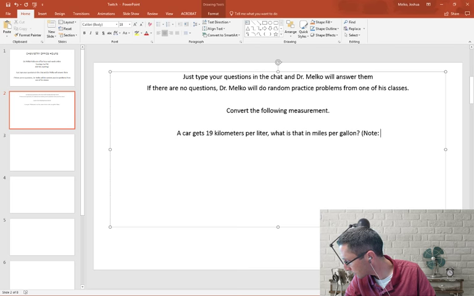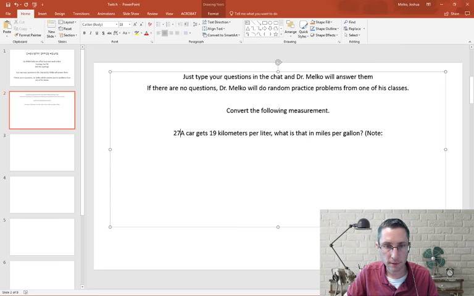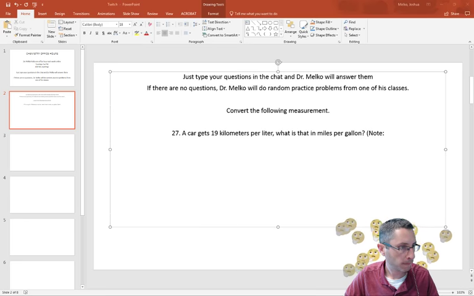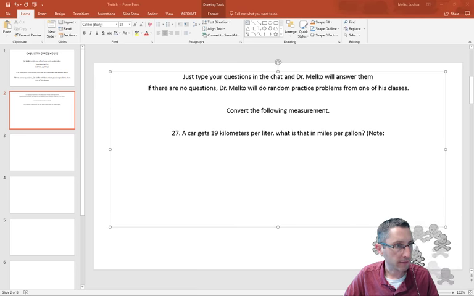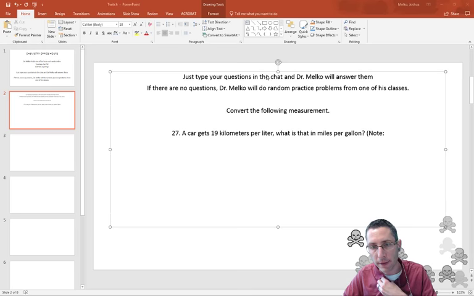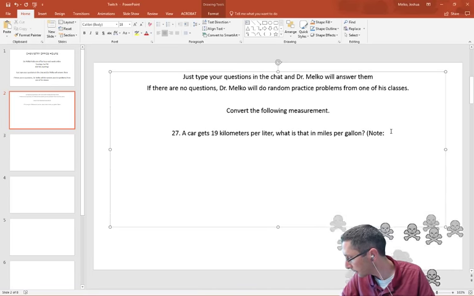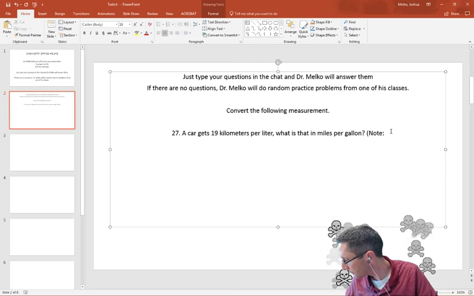All right, let's try a more difficult one. This is number 27 in your book. A car gets 19 kilometers per liter. What is that in miles per gallon? And I think this is as hard as it gets for the first exam. Probably this compound type of conversion. All right, so this is going to be the expert level difficulty for sure.